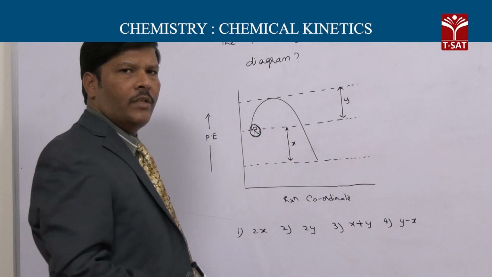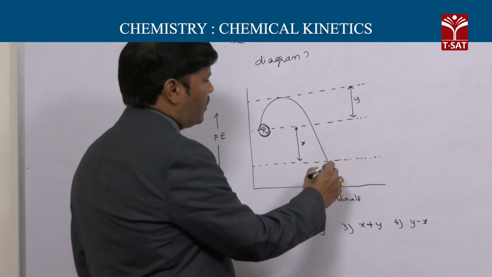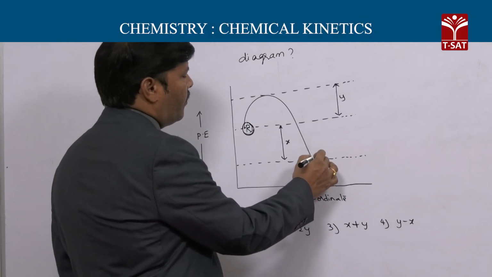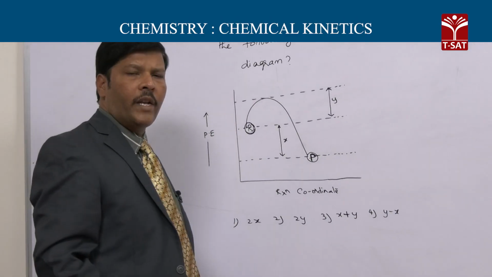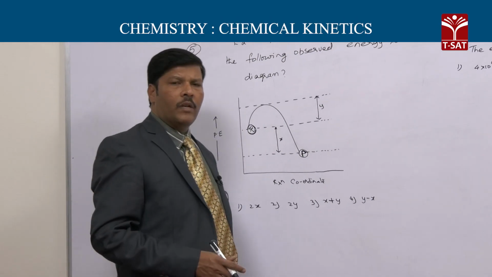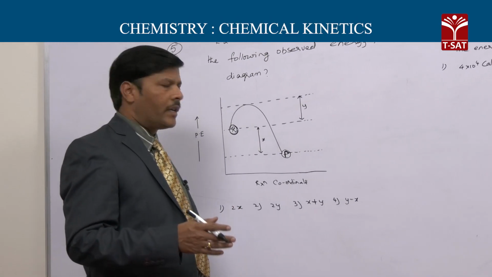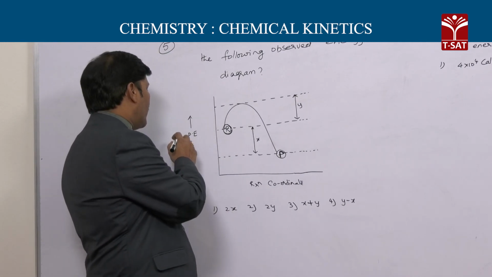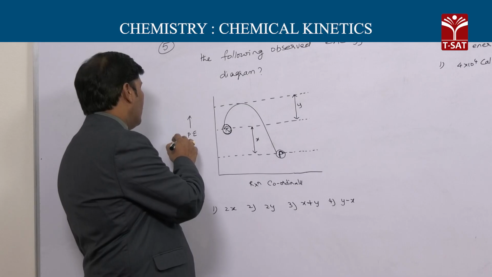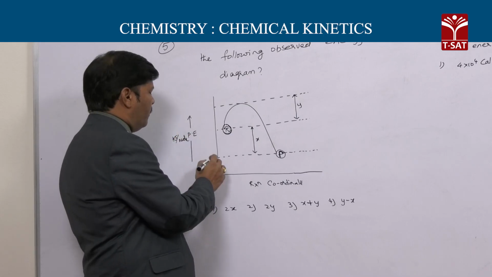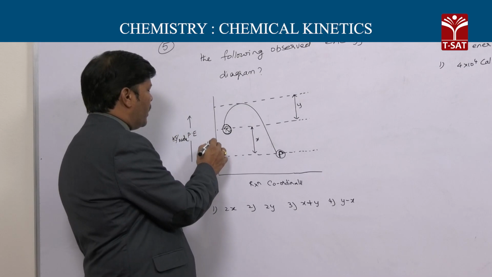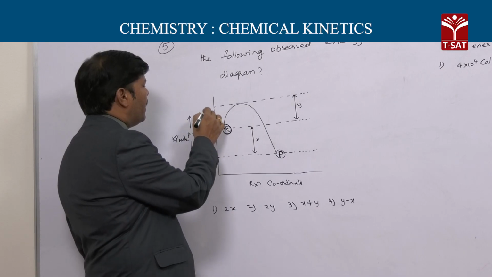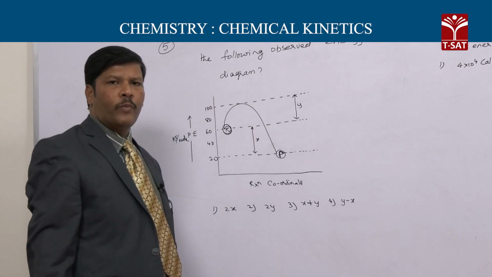R stands for reactant and P stands for product. So from the diagram it is very clear that the energy of the reactant molecules is greater than the energy of the product molecules. Suppose I scale the potential energy values for the molecules in kilojoules per mole: this is 20, this is 40, this is 60, this is 80 and this is 100, say for example, kilojoules per mole.